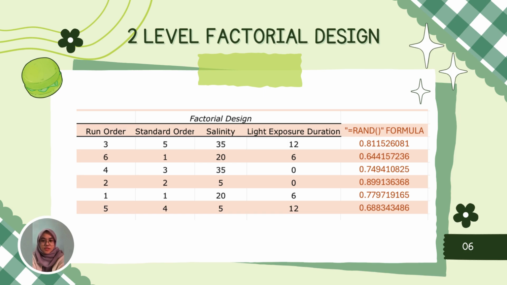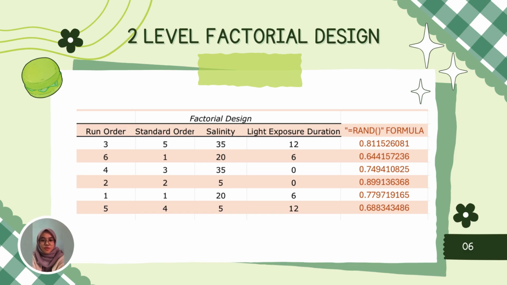On this table, as you can see, there is the standard order, which is the predefined order based on the design matrix, and the run order, which randomizes these runs to minimize bias. Next, you can see the combination of salinity and light exposure duration at each run, where levels are represented as either low or high values.